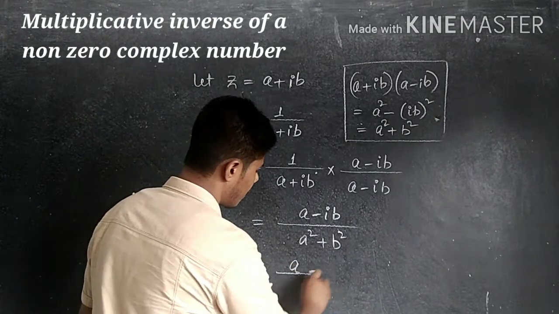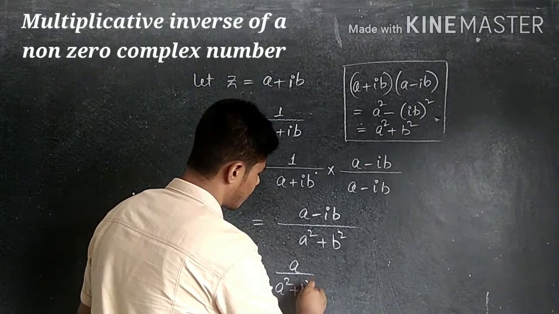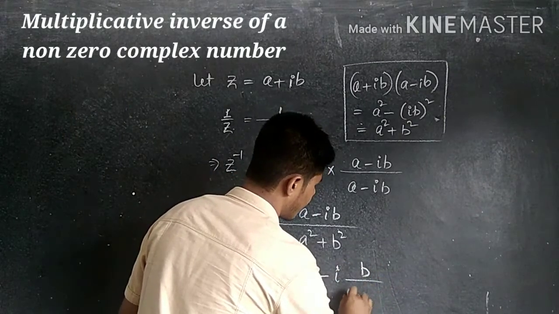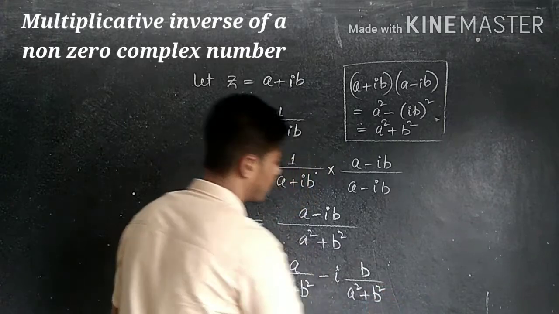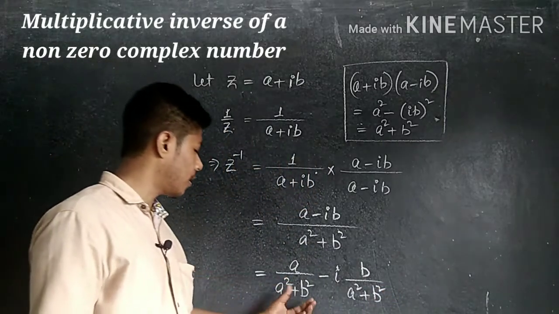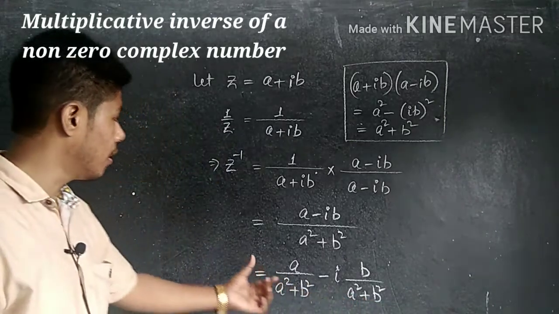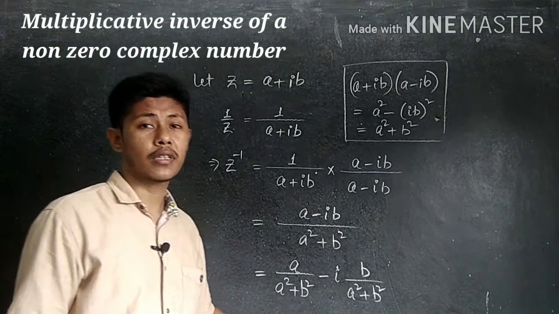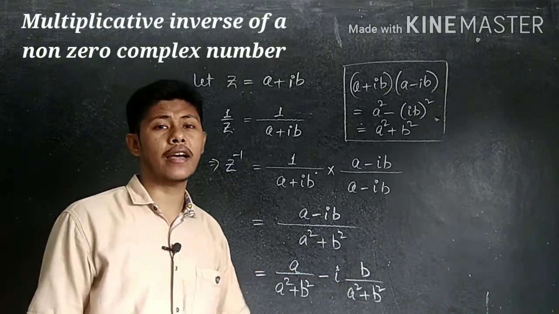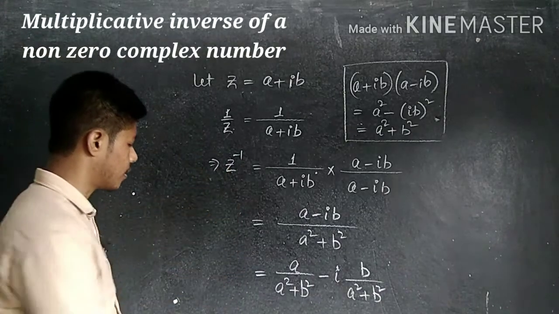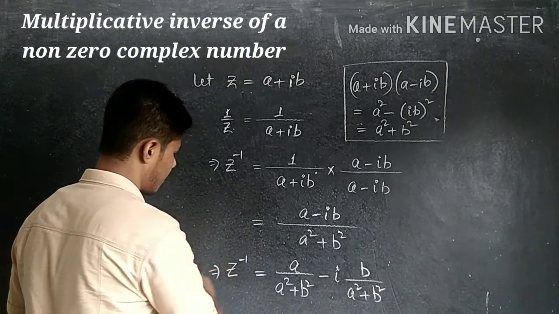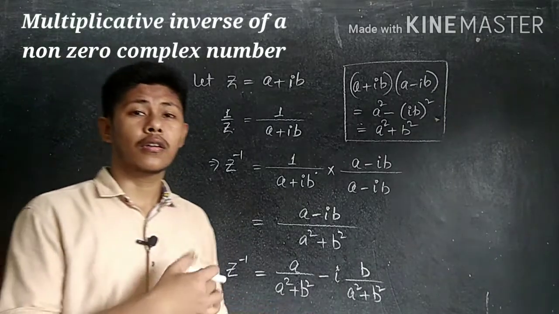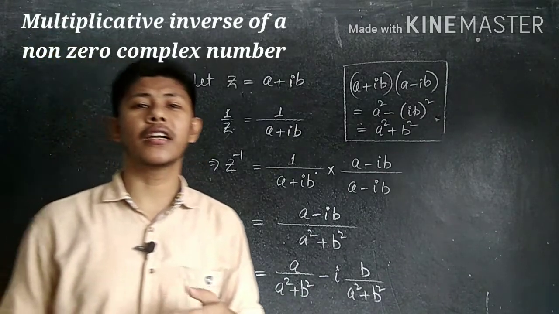So that's how we write here a divided by a square plus b square, and minus i times b divided by a square plus b square. Is it clear? So it is of the form real part, imaginary part. If you see here, it is of the form a minus ib. So this is the multiplicative inverse. Is it clear? This part is known as the multiplicative inverse, z inverse. So here we get this result, z inverse. Is it clear?